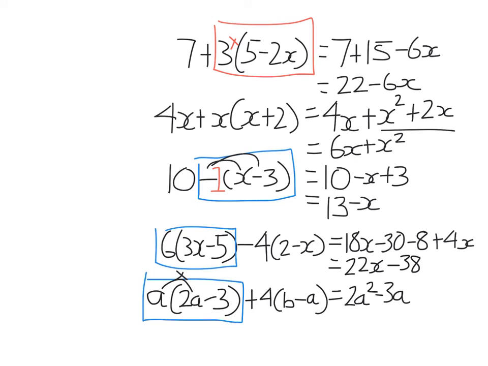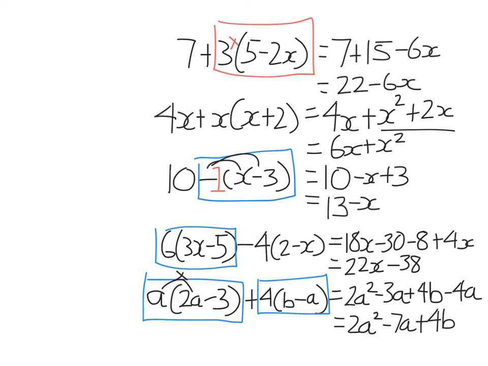Now I'm going to do the second bracket. So I go 4 times b, of course, is just 4b, and it's positive. But then I go 4 times minus a is negative 4a. Now I've got to collect like terms again. 2a squared has no like terms. Remember, once again, a and a squared are not like terms. So I'm going to leave the 2a squared as it is. Minus 3a and minus 4a, they're like terms. Minus 3a minus 4a is negative 7a. And then the 4b also has no like terms. So I'll leave it as it is, and I'm done. I can't simplify this any further.